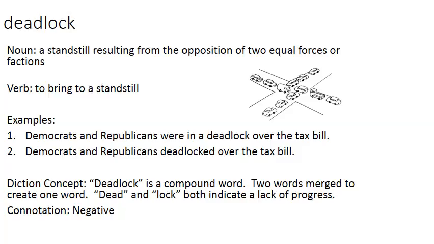In the two examples that follow, I'm going to use deadlock as both a noun and a verb in sentences that are very much alike to show you the difference between the parts of speech. Democrats and Republicans were in a deadlock over the tax bill. Here deadlock is used as a noun. Democrats and Republicans deadlocked over the tax bill. In this example, deadlock is used as a verb. As you can tell, the word deadlock has a negative connotation.